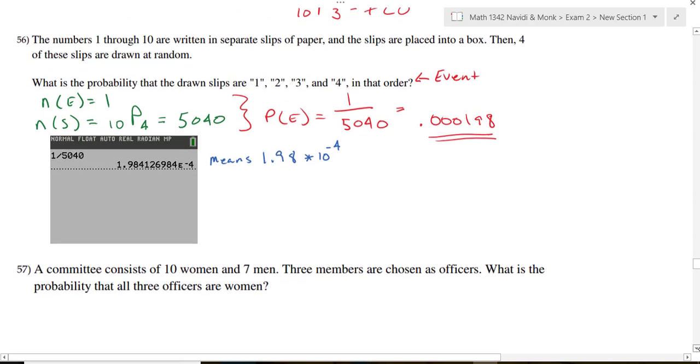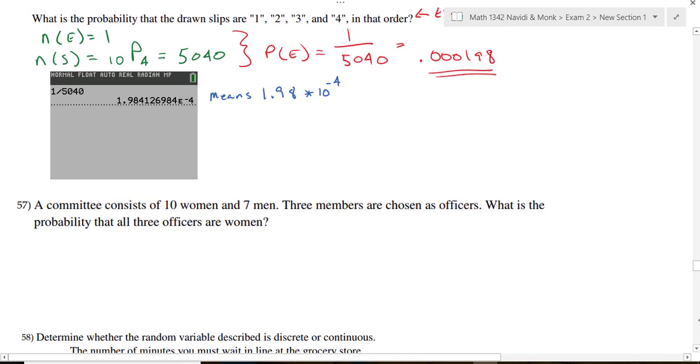Number 57. A committee consists of 10 women and 7 men. 3 members are chosen as officers. What is the probability that all 3 officers are women? First of all, does order matter? Think about what you're doing. You're selecting an office. You could either be president, vice president, or secretary, depending on what order you're chosen. Order does matter here. Because order matters, what do we use? Permutation. Order matters because I'm looking at officers. If it was just to serve on a committee where you're either on the committee or you're not, order wouldn't matter. But here order does matter.